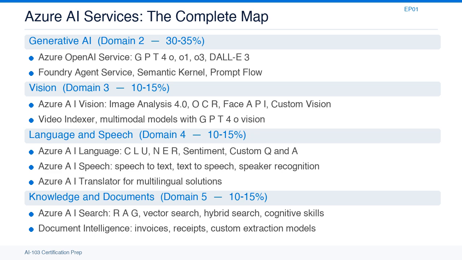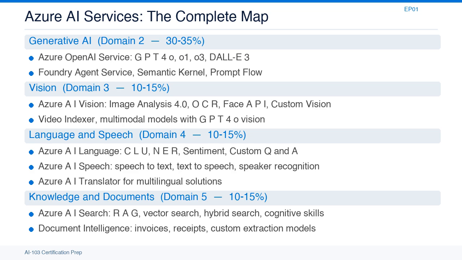In the generative AI category, Azure OpenAI Service is your gateway to GPT-4o, o1, and DALL-E. The Foundry Agent Service is for building autonomous agents. Semantic Kernel and Prompt Flow are developer frameworks.